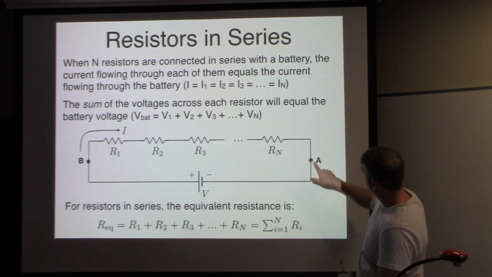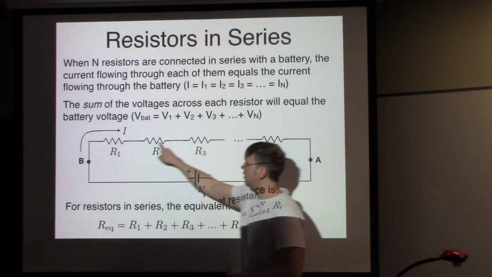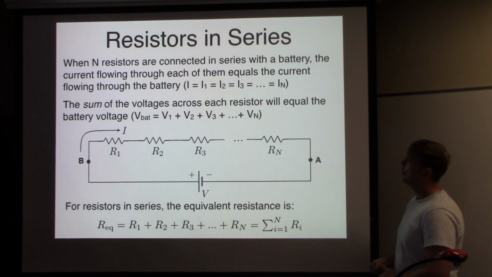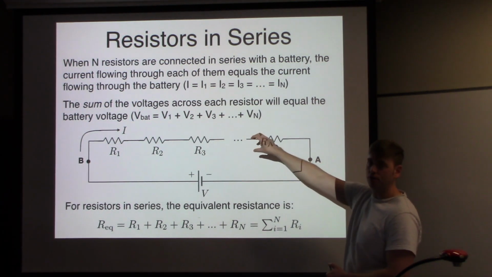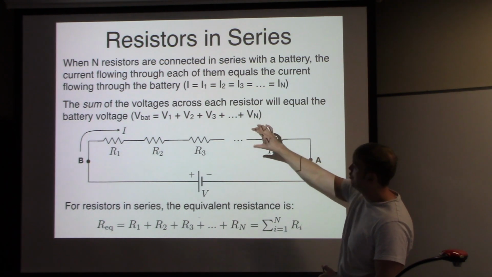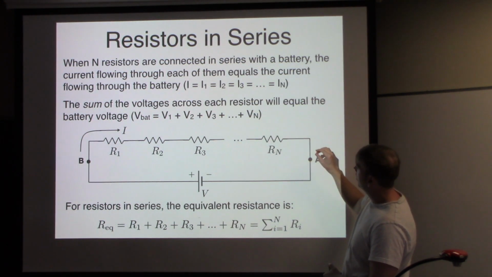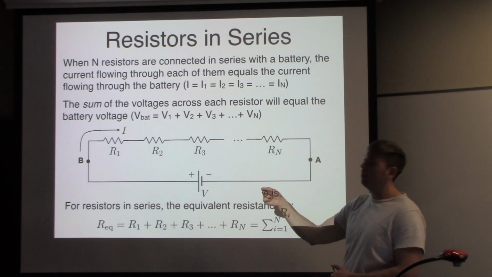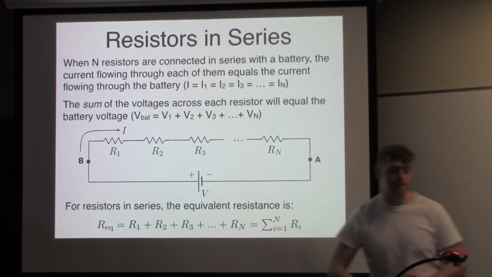Okay? The other way I could go is like this, across all of the resistors. I'd have to go across all of them to get from point A to point B. And I'm going against the current, so I have a voltage increase, positive voltage here, across each one of these. Okay? So just by looking at the fact that when we go from A to B, it doesn't matter which path we take, we can see that the voltages are actually additive. Okay?